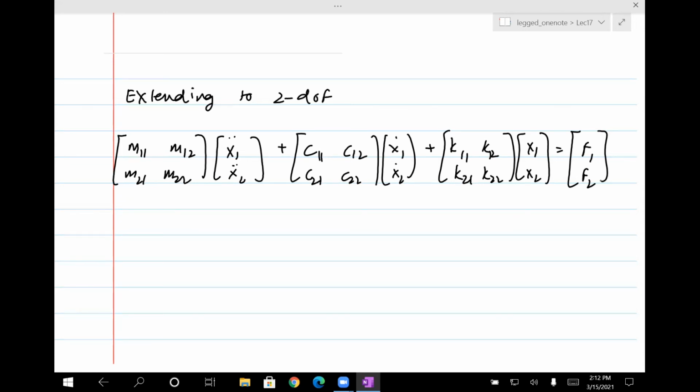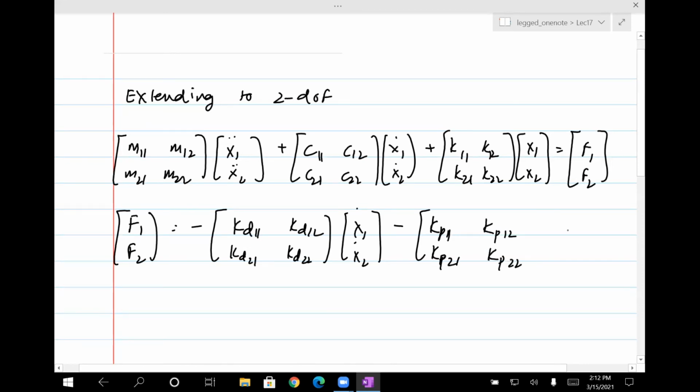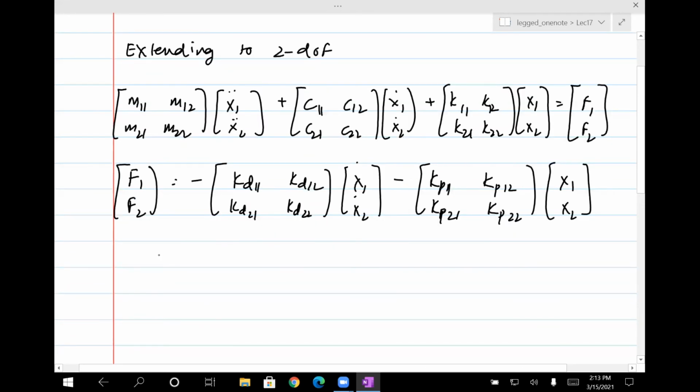Now, if we take the same idea, we can say that F1 and F2, which are the external forces we can use to control the system, will look something like this: KD11, KD12, KD21, KD22 times x1 dot, x2 dot, minus kp11, kp21, kp12, kp22 times x1, x2.